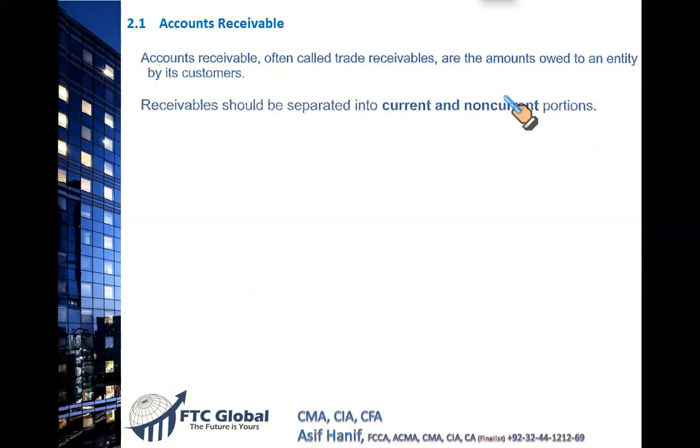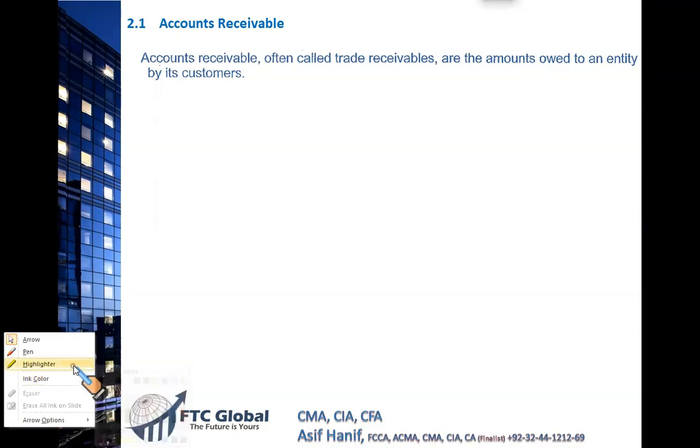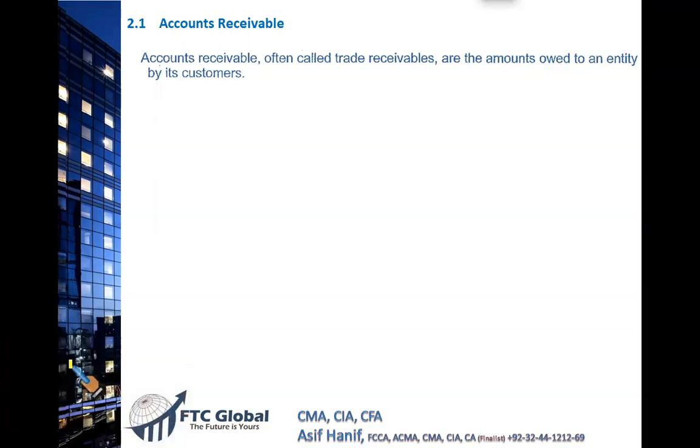Account receivables. We all know what account receivables are. Account receivables are our customers to whom we sell goods or services on credit. So we sometimes call them trade receivables, sometimes account receivables. So these are our customers, individuals or firms from whom we have to receive some money for some goods we have sold to them, or maybe we would have provided some services to them.